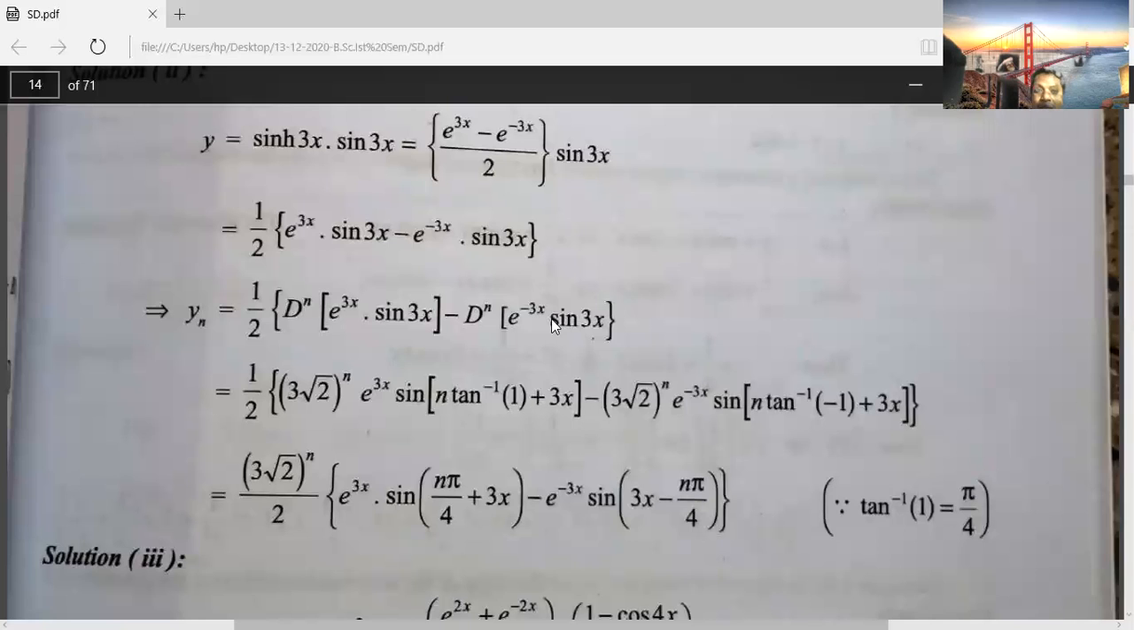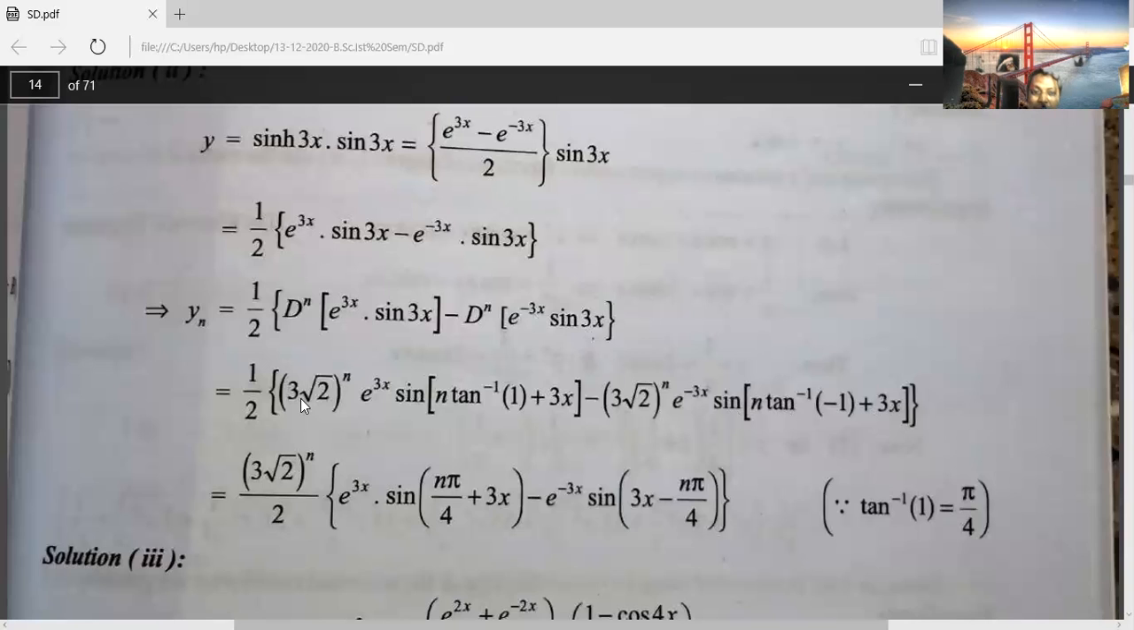Here also in the same way, here a is equal to minus 3, b is equal to 3. The same formula you are applying here. Now minus sign here. You got here a square means minus 3 whole square is 9, plus b square means 3 square 9, 9 plus 9 is 18, 18 to the power n by 2, that we can write as 3 root 2 to the power n into e to the power minus 3x into sin n tan inverse of b by a. b is 3 here, a is minus 3. That means we are getting n tan inverse of minus 1 plus 3x. Minus 1 plus the angle you have to write. I think it is clear.